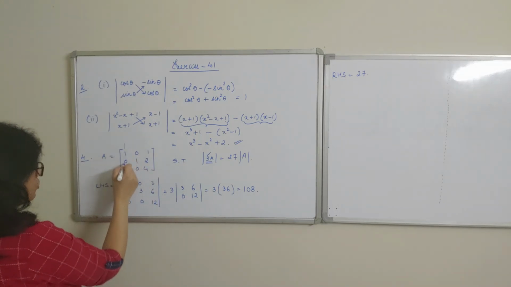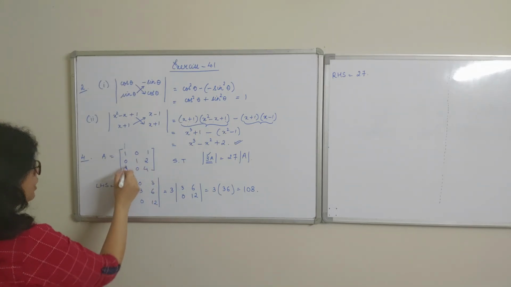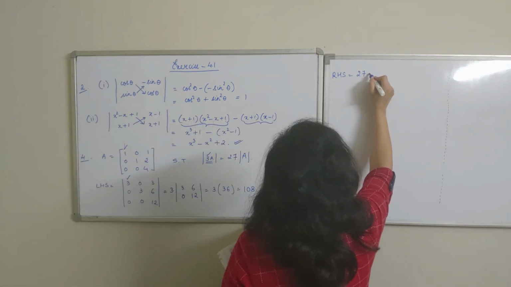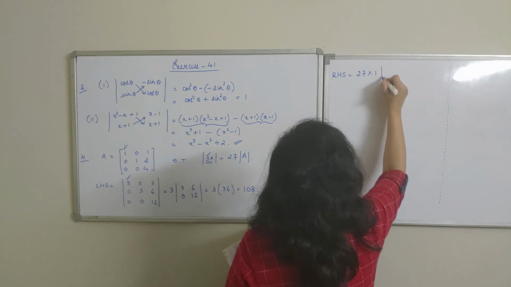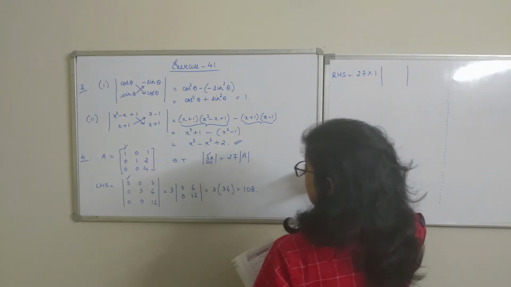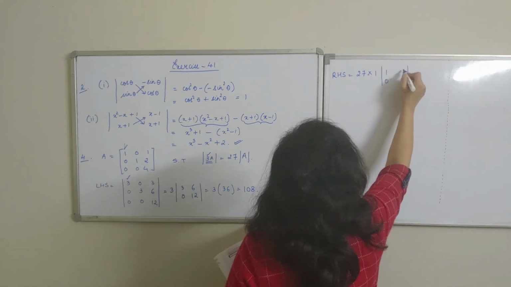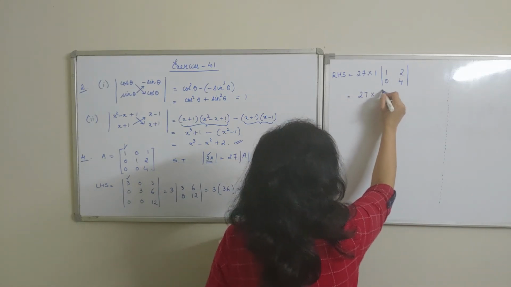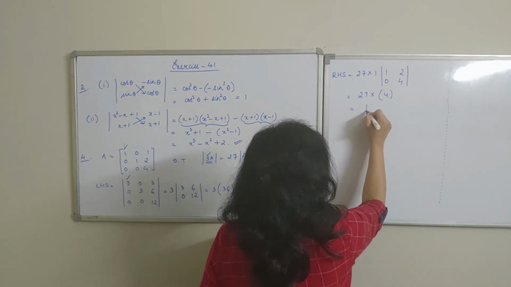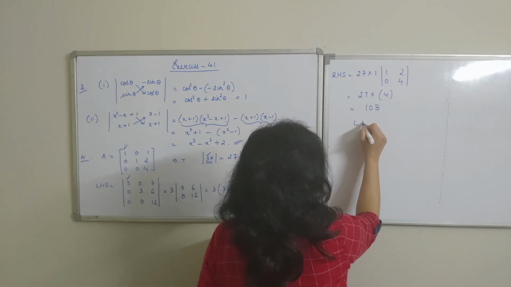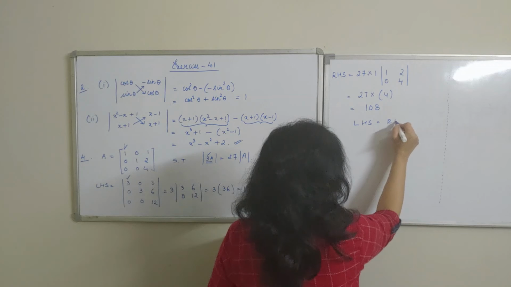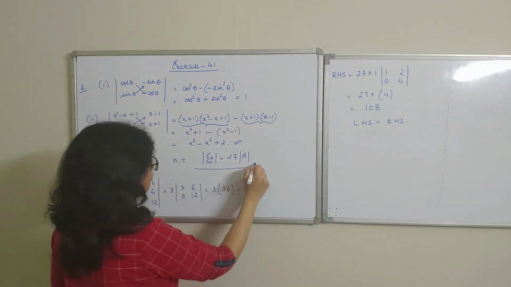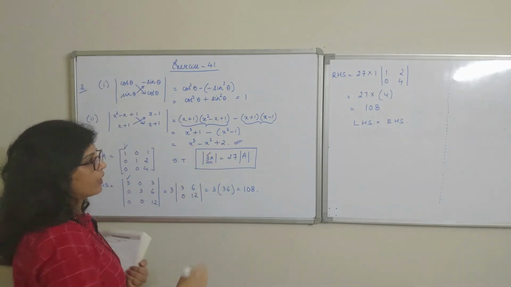Here again in the first column there are 2 zeros. So we'll expand along the first column and we have 27 into 1 multiplied by this determinant, which is 1 0 2 4, and we get 27 into 4, which is 108. Hence we get to know that the left hand side is equal to the right hand side. So this is how we have shown the required result.